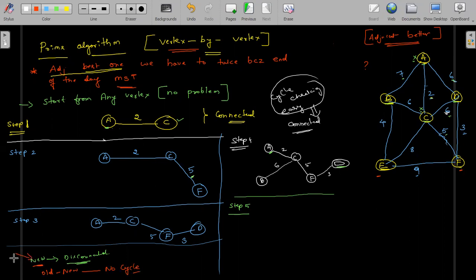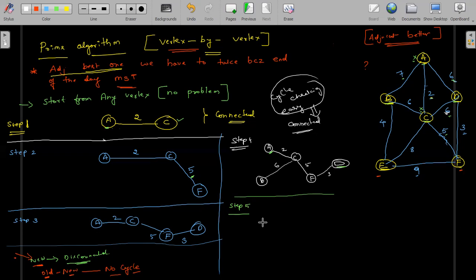Not visited, not even one time visited. Old is nothing but one time visited. New is nothing but not visited even one time. If both have indexes like this, no cycle, you can connect it. Understood? No problem in that. That is what exactly I'm talking about here. Nothing else. Yes or not? Now, okay.